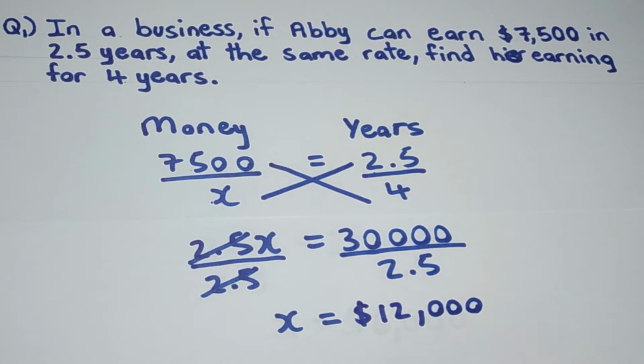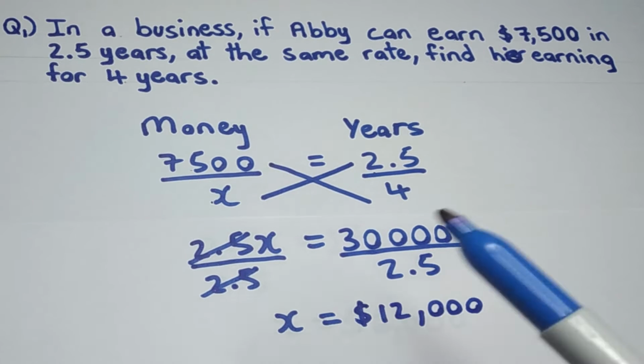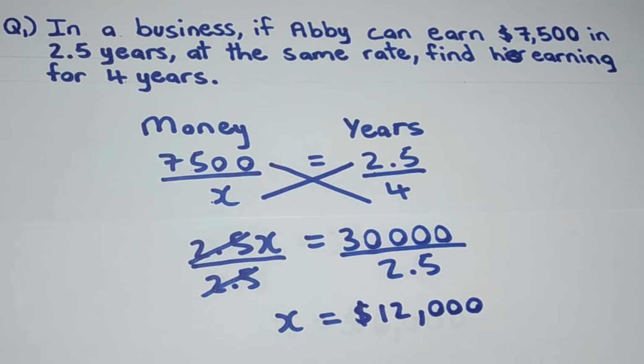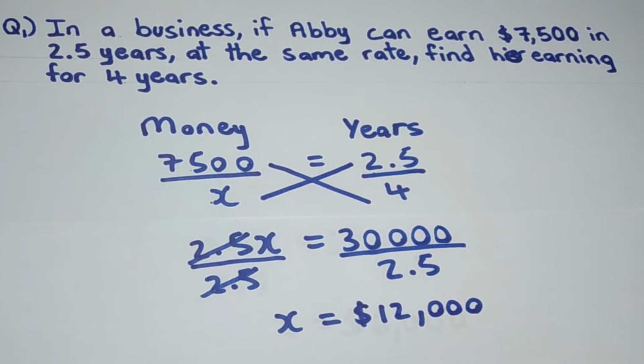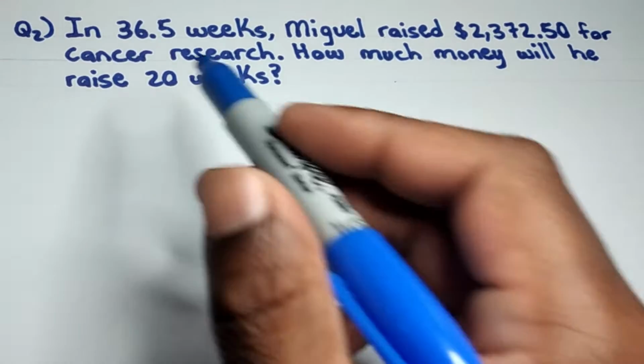All right, so quite easy. So this is the shortcut method that I promised you guys. All right, so this is pretty much how you treat with a scenario like this one. All right, and you can use this method to solve any direct proportional problem. All right, now let us look at question 2. All right, so here we have question 2.